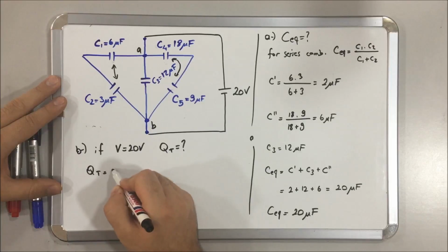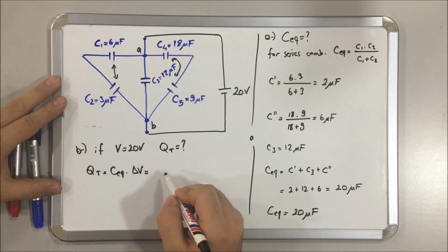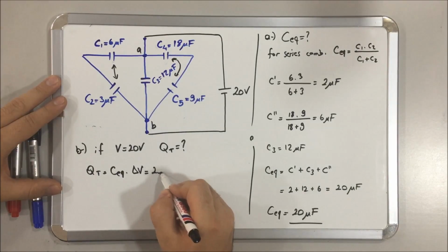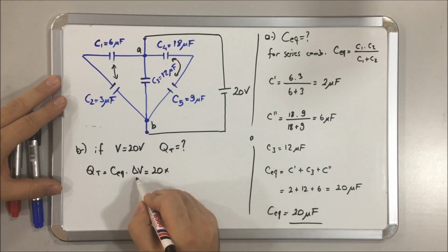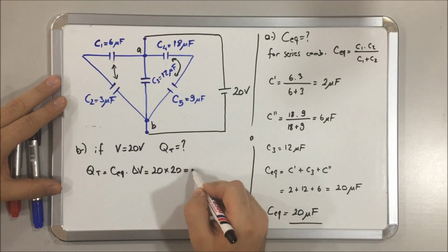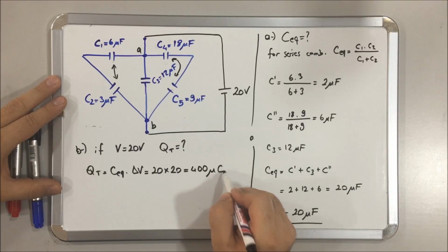Q total is equal to C equivalent times delta V. C equivalent, as we calculated, is 20, times delta V, which is given in choice B as 20. It will be 400 microcoulomb.